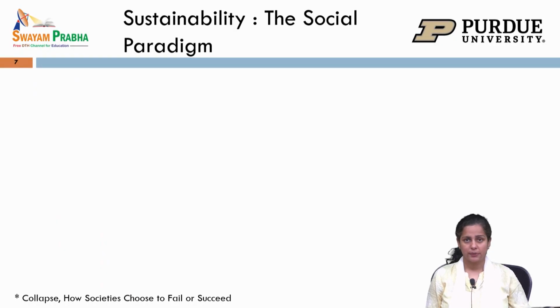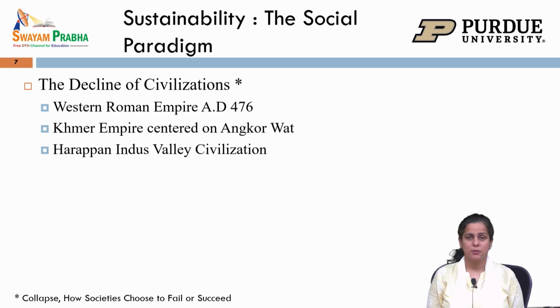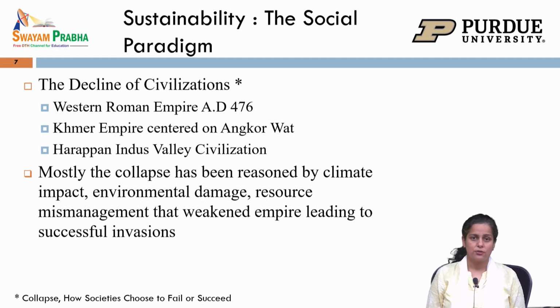The next one is the social paradigm. When we think about some of the civilizations that were really advanced in the past but declined, examples are the Western Roman Empire, the Angkor Wat empire, and the Harappan Indus Valley civilization, which is very close to India. We know that these civilizations flourished and were very well functioning societies. However, they have completely gone extinct and collapsed. If you read the literature, you would see that the collapse is mostly attributed to climate impact, environmental damage, and resource mismanagement that weakened the empire, leading to successful invasions.